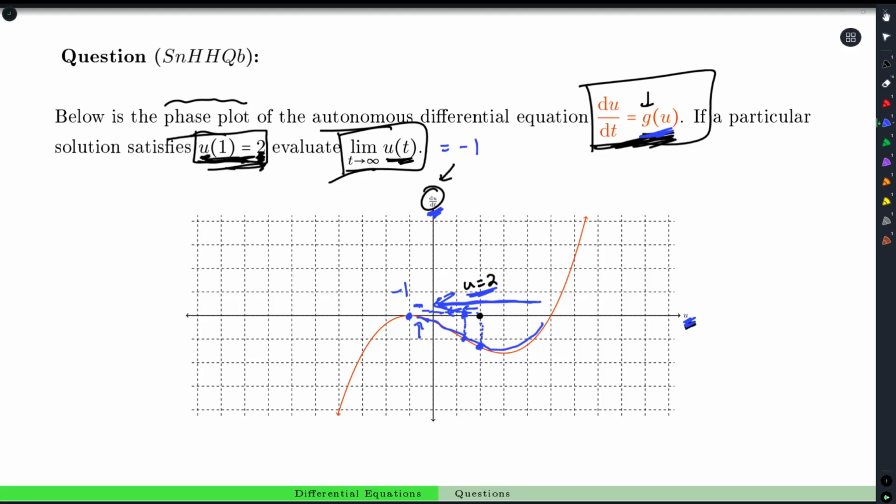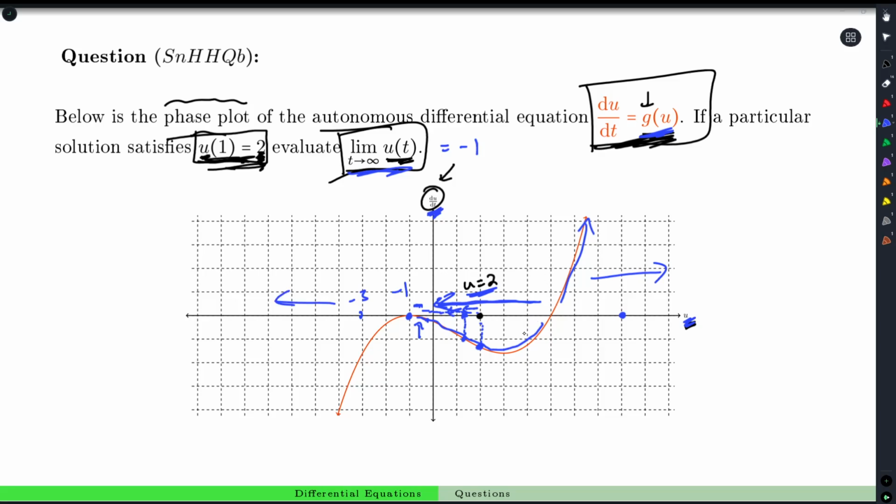Okay, so there we go. -1 is the limit of this particular solution. Another solution that started over here at 8 would say, well, the rate of change is positive, so I'm actually going to move this way and would spiral off to infinity. Something that started over here at -3 will keep decreasing and decreasing.